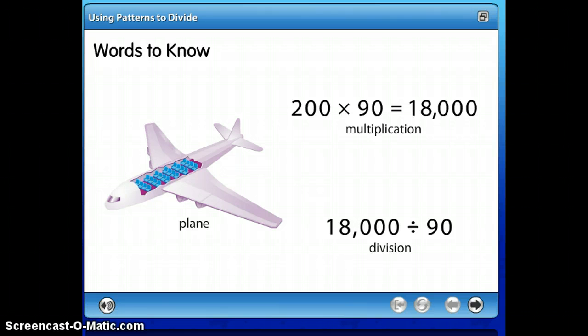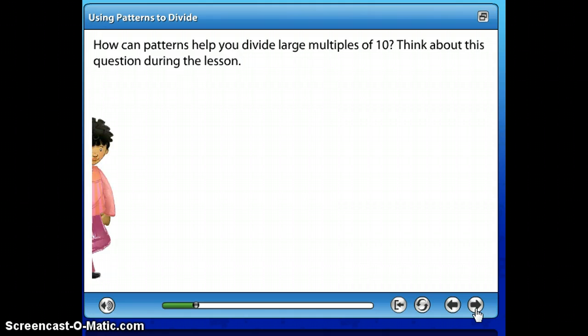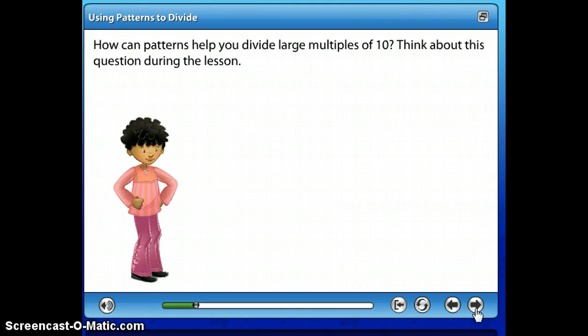You guys are all in the right area, but the word I was looking for was the inverse. That means the opposite. So division is the inverse operation of multiplication. Multiplication is the inverse of division. How can patterns help you divide large multiples of 10? Think about this question during the lesson.